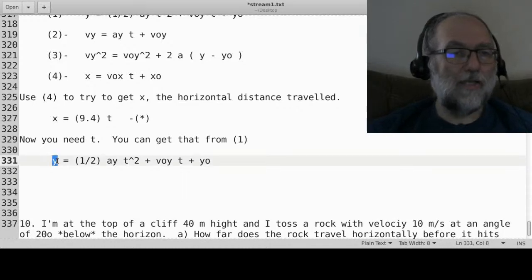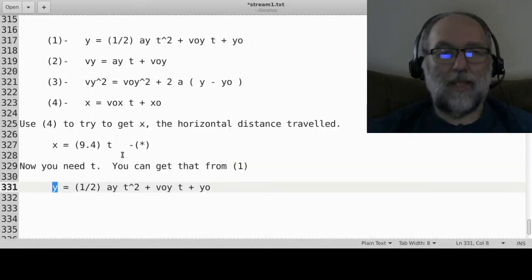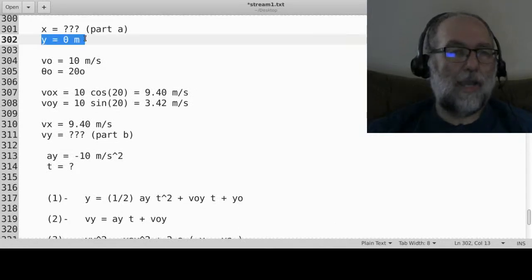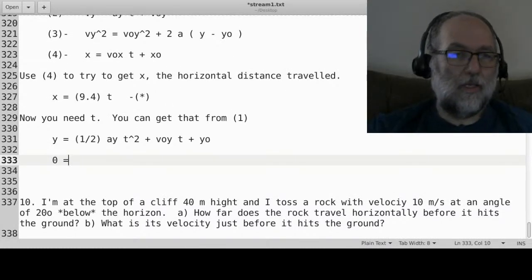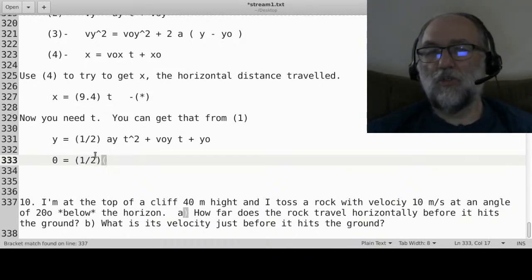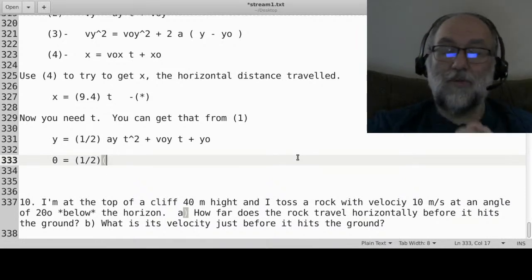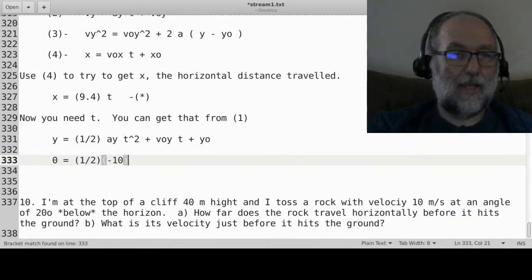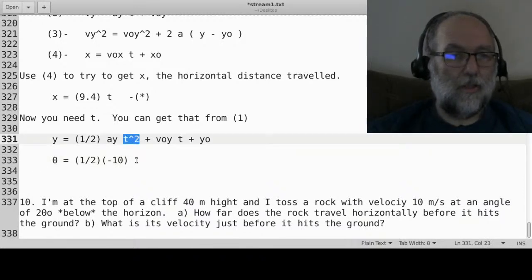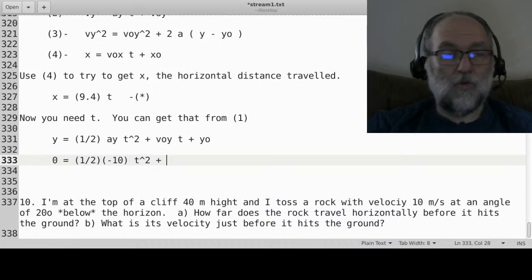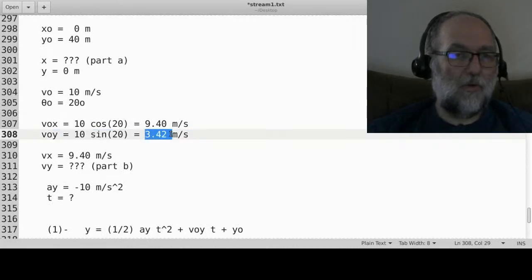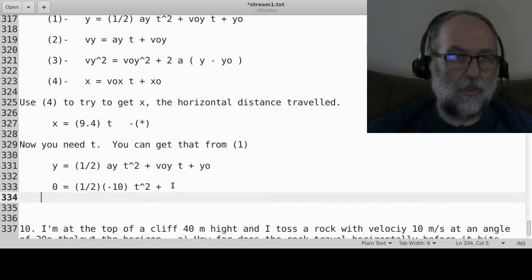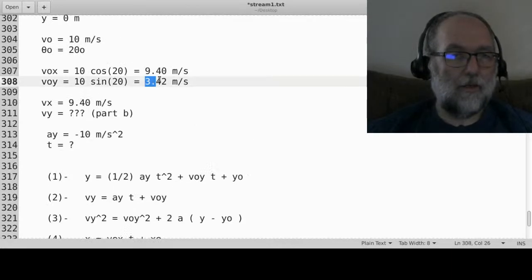Now let's go through it. So y is the final height. This is when it hits the ground, and that should be 0. So y, the height of the thing when it hits the ground, the final position, is 0, equal to a half times ay. Ay is the acceleration due to gravity, and it's purely in the y direction, purely downwards. That's going to be negative 10, and then you have t squared. Remember, we're trying to solve for t. And then there's v naught y, which we have right here. It's 3.42.